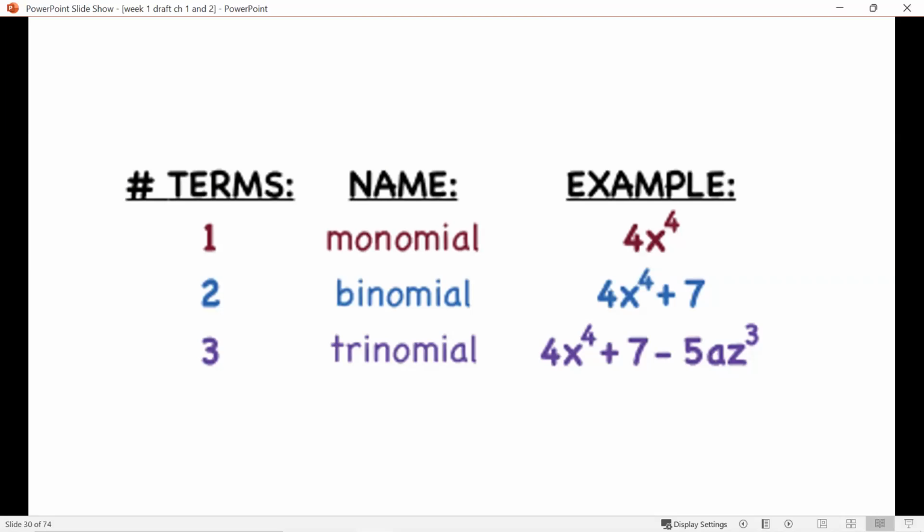Here's another example. If you have one term, we call it a monomial. If we have 2 terms, we call it a binomial. And if we have 3 terms, we call it a trinomial. Anything more than that, we just call a polynomial. These then also are polynomials.